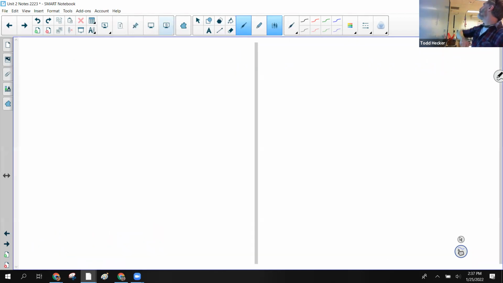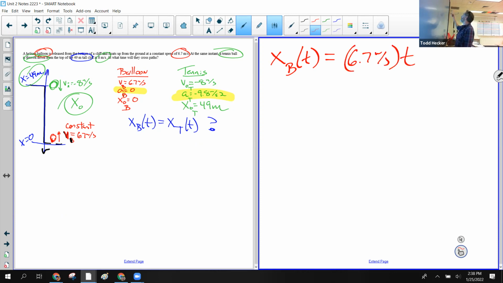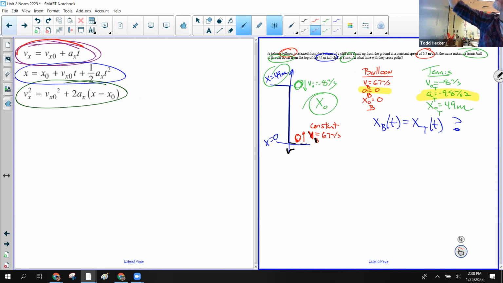So for the balloon, the position of the balloon as a function of time is its velocity times time, right? The velocity of the balloon is constant. So it's going to go 6.7 meters per second every second. And I'm just going to note it started at a position of 0. So if you're keeping score, what I really just did there is I used this equation.